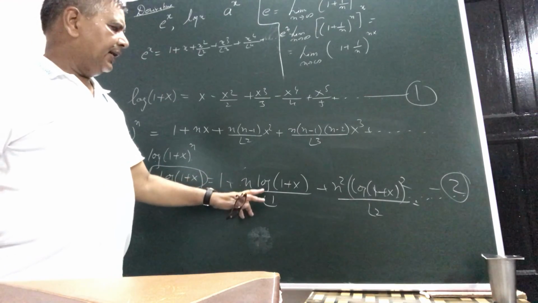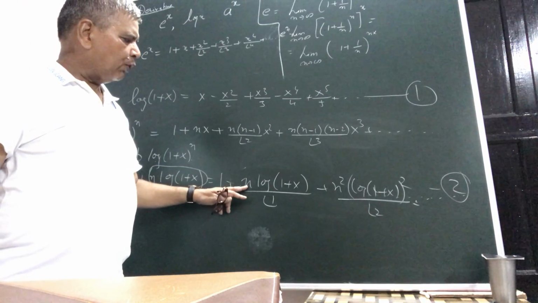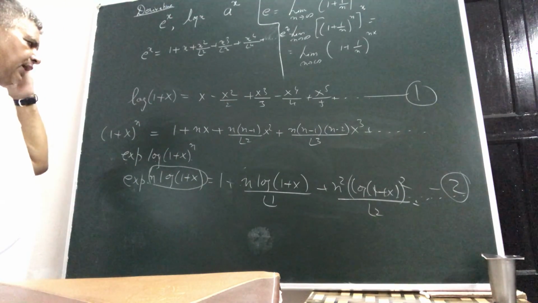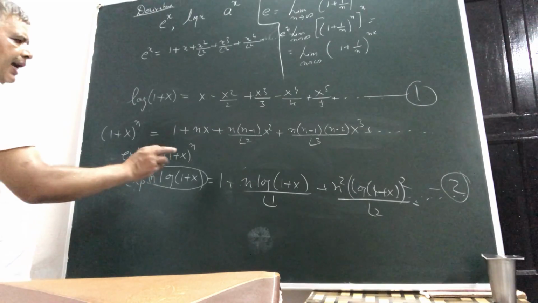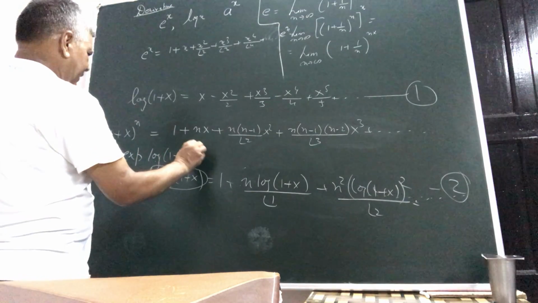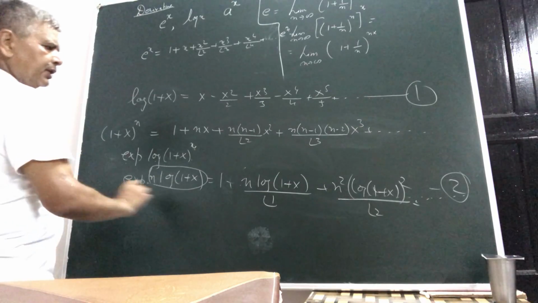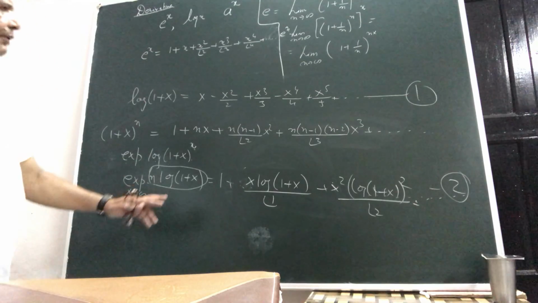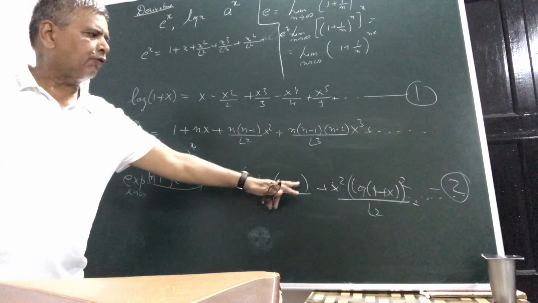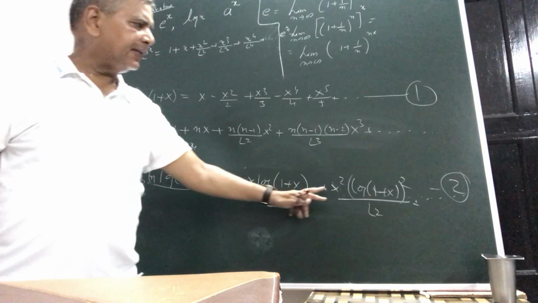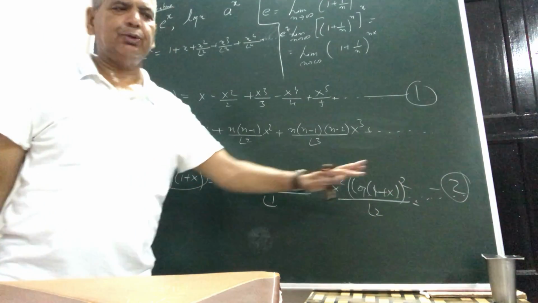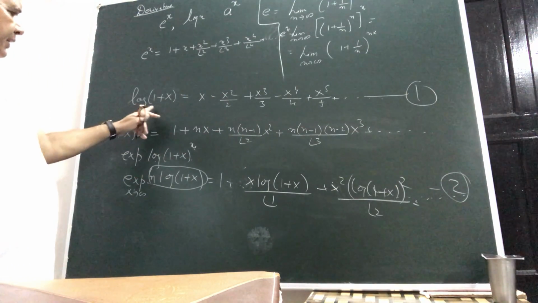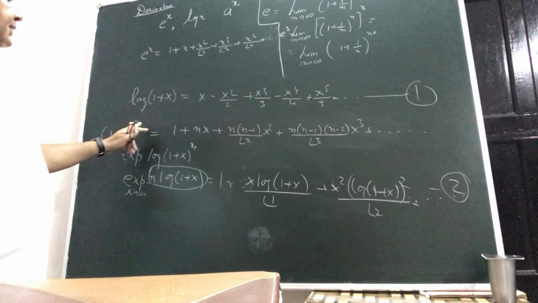Now in this thing we will collect the coefficient of n in both the series. Here the coefficient of n is log(1 plus x), and in the rest of the terms it will be n square, then n cube and so on. So now these two are the expansion of the same thing, that is 1 plus x raised to power n.